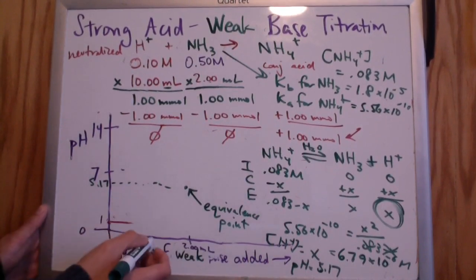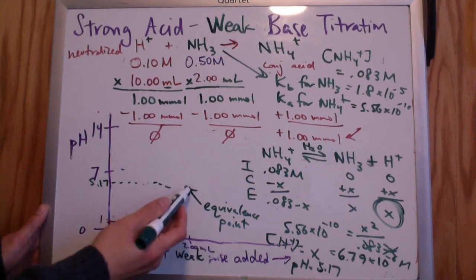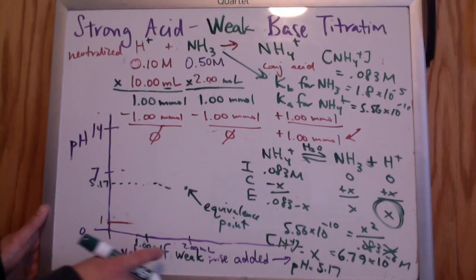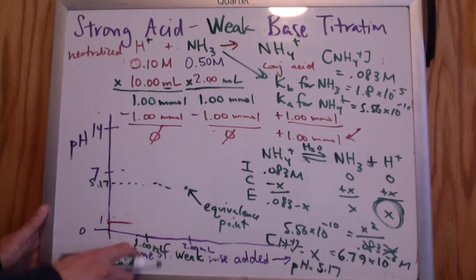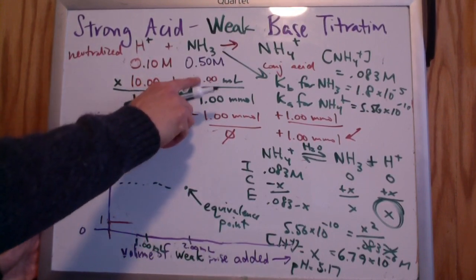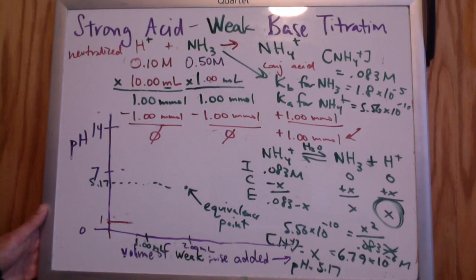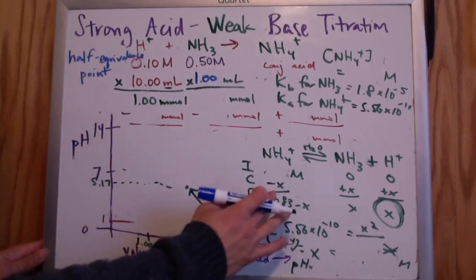Okay, the next point that we're going to take a look at is a special point called the half equivalence point. We have 2.00 milliliters as the equivalence point. So the half equivalence point would be the volume required to get halfway there. So that would be half of 2 milliliters, so that would be 1 milliliter. So instead of 2, we're going to use 1 milliliter up here. And I'm going to go ahead and erase part of the board here. So now I've erased some points, but the other stuff is still here.